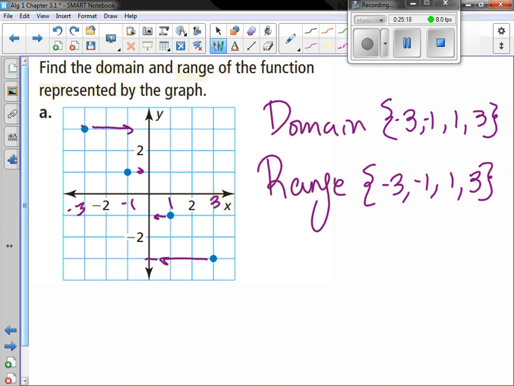So it worked out that the domain and range were the same, but they don't quite line up the same because each point is flipped. The domain is -3, -1, 1, 3. The range is -3, -1, 1, 3. And that's it. That's all we have to do for this. Questions on these here? Are you ready for the next one?